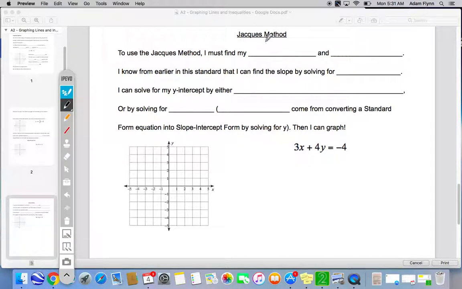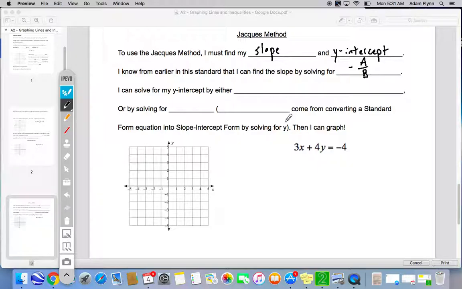So to use the Jake's method, I must find my slope and y-intercept, just like I did with my slope-intercept and point-slope form equations. So I know from earlier in the standard that I can find the slope by solving for negative a over b in a standard form equation.